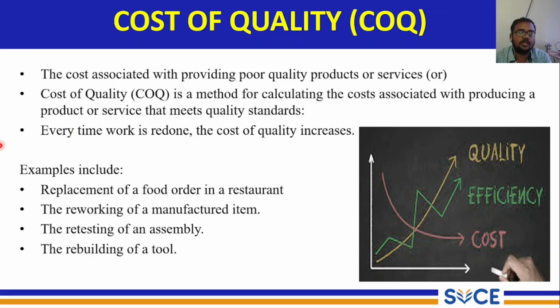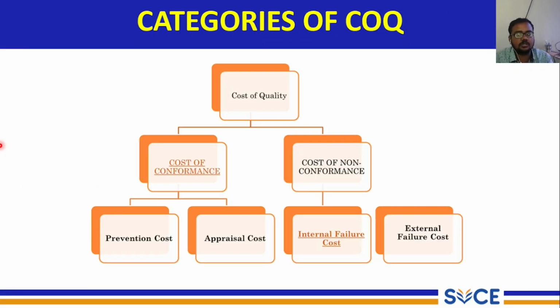So what are a few examples which you could relate to the cost of poor quality? Any cost associated with providing poor quality products or poor services is called cost of poor quality. A few good examples can be replacement of a food order in a restaurant, reworking of a manufactured item, retesting of an assembly or rebuilding a tool. All these things are reworking. They involve additional cost incurred to make sure that the poor quality which has been done earlier is rectified. So the ideal objective is to ensure only good quality products are reaching the customers, right? So all these costs come under the cost of poor quality.